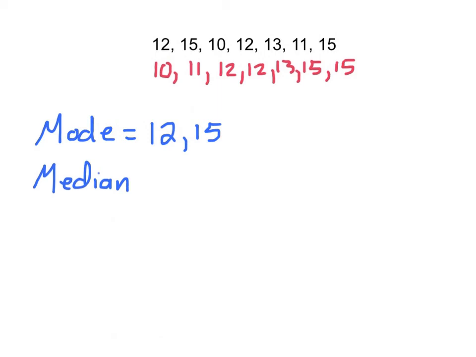And the median this time is actually in our problem. If I start at the left, I'm going to have 1, 2, 3 numbers here, and 1, 2, 3 numbers on the right, and one number, this 12, in the center. So my median is going to be the number 12. Finally, we need to look for the mean.